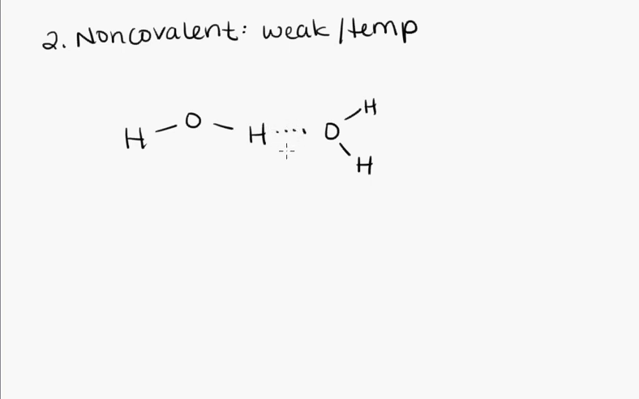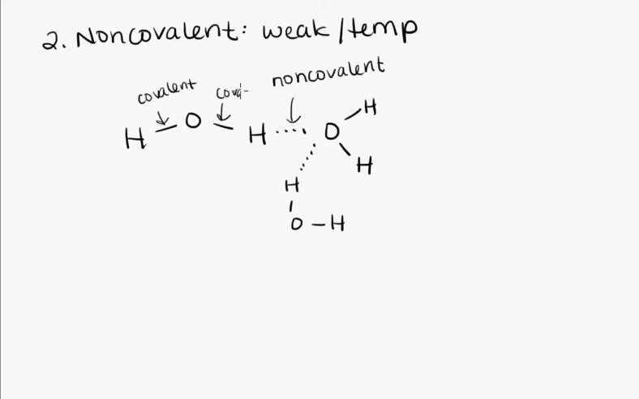This occurs a lot. So our covalent bonds are here and here. Our non-covalent bond is here. It's a dotted line because it is temporary. So the best way that we can show this is with a dotted line. So let's draw another one over here. And this is how water molecules interact. So here's covalent, covalent, non-covalent.